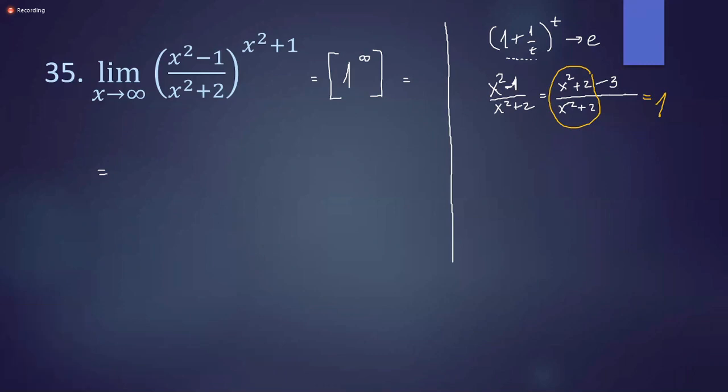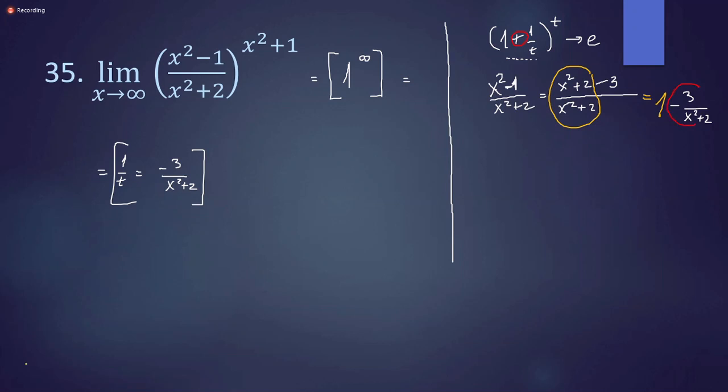Minus 3 over the same. So in this case, let us do again 1 over t is minus 3 over x squared plus 2. Please note the minus must be included because we have a plus in the formula and we have a minus there. So this means the minus must be included in 1 over t.